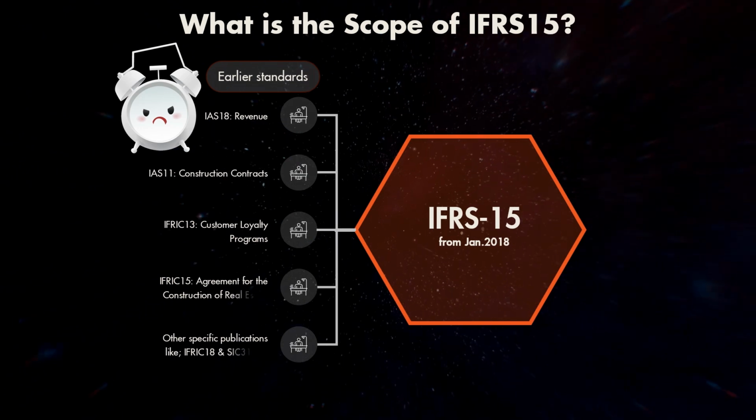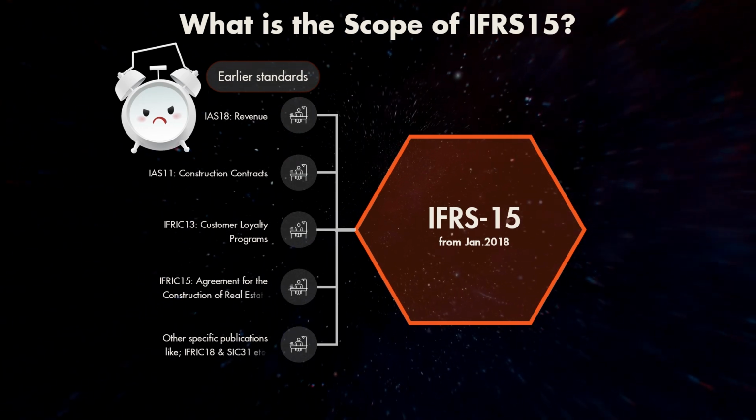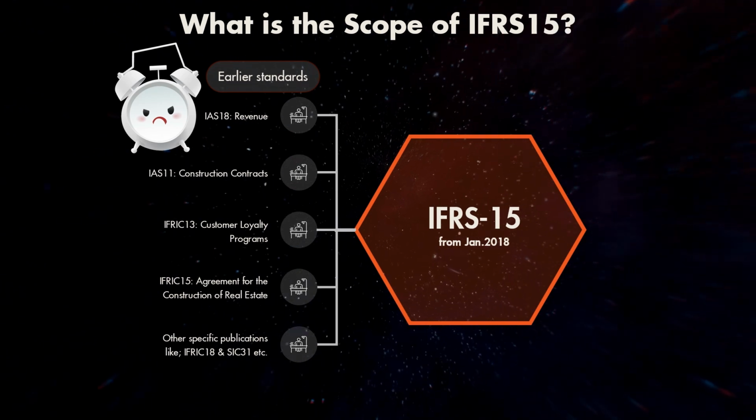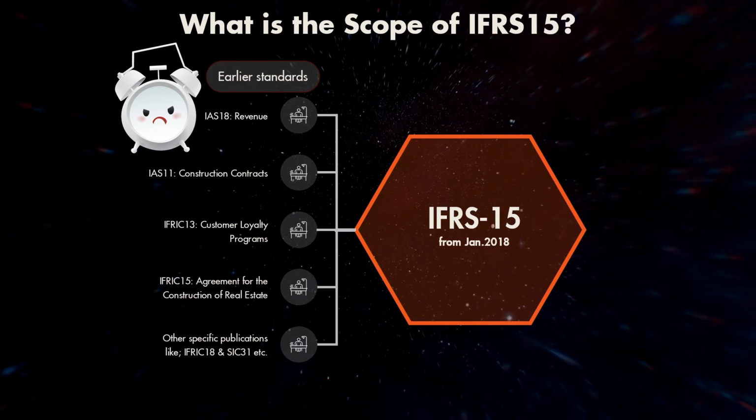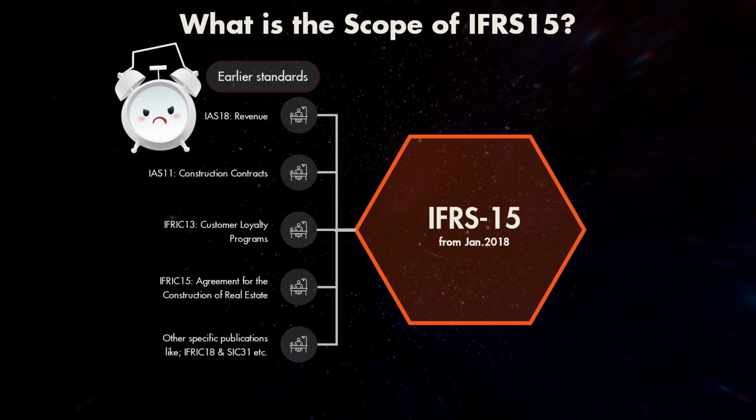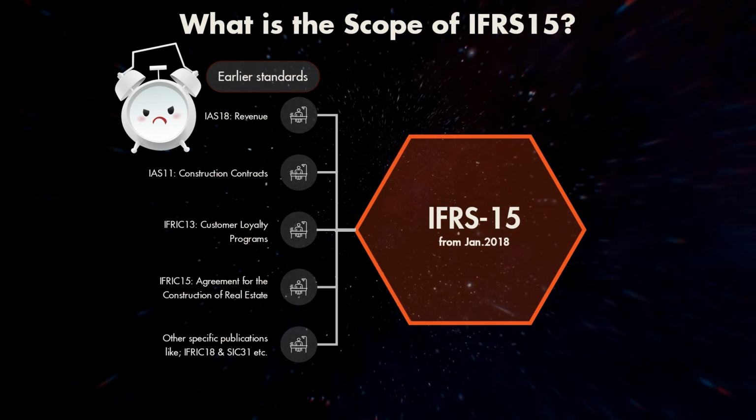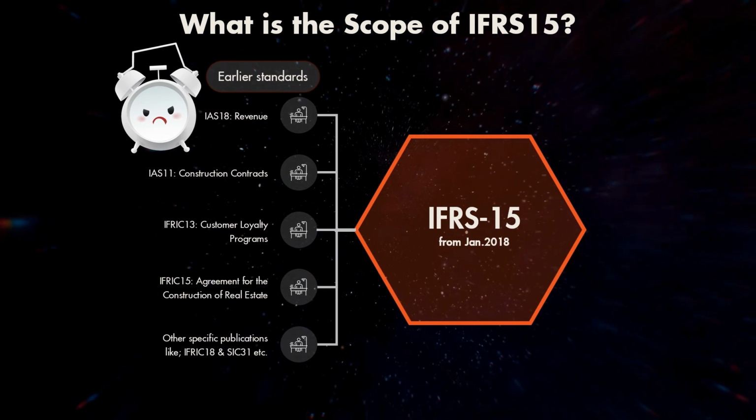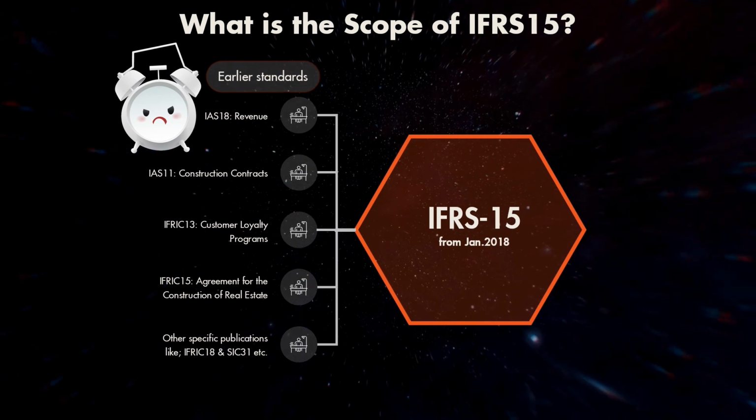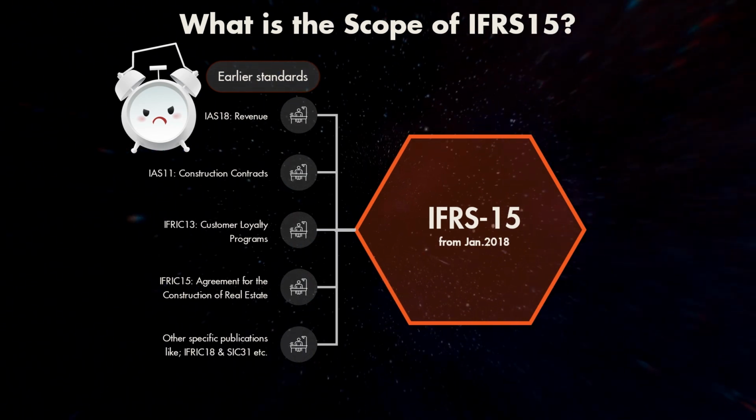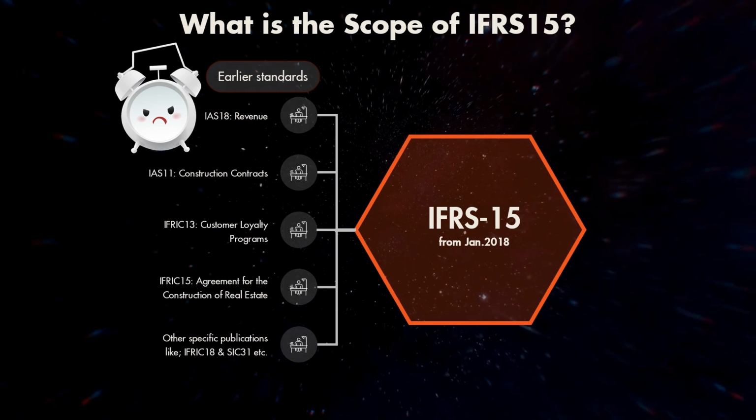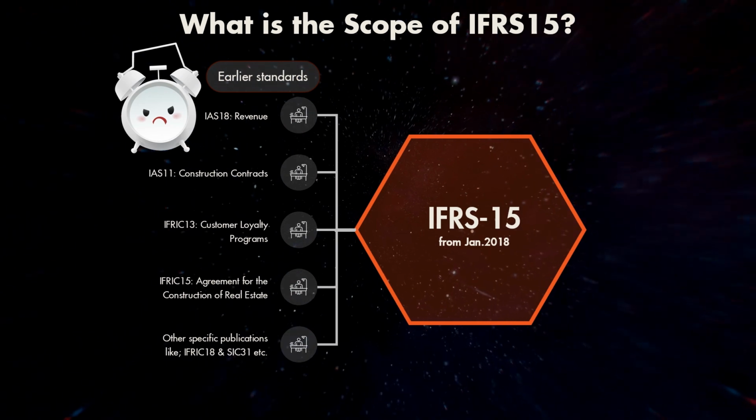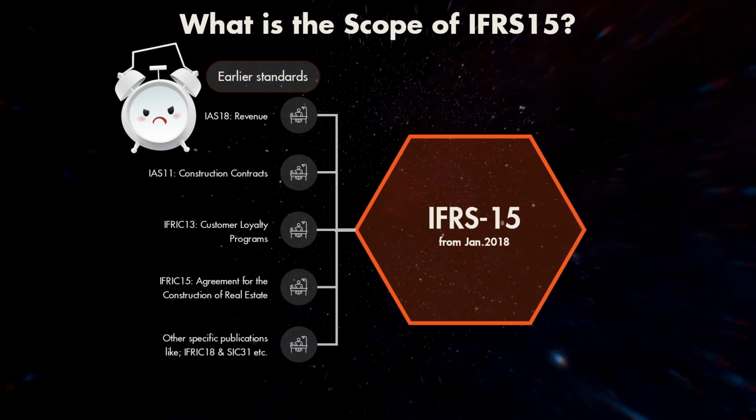As a beacon of hope, IFRS 15 is a standard that brought clarity, consistency, and comparability to the previously chaotic world of accounting for revenue recognition. With effect from January 2018, this standard replaced old standards like IAS 18 Revenue, IAS 11 Construction Contracts, and other industry specific standards and publications as listed on this screen.